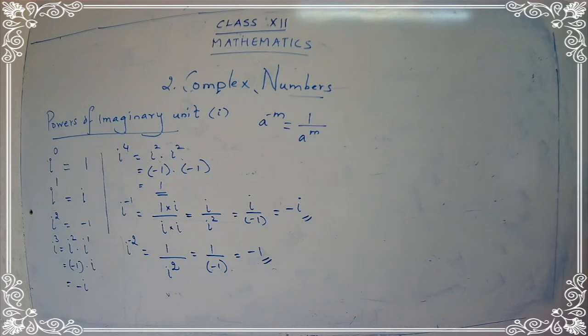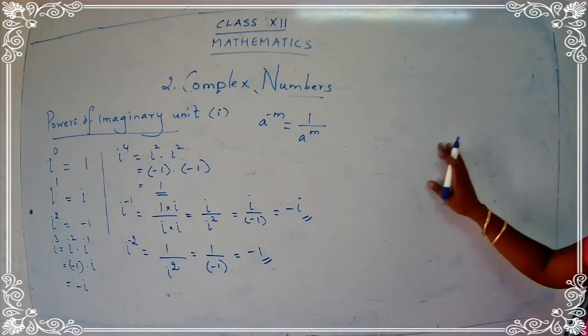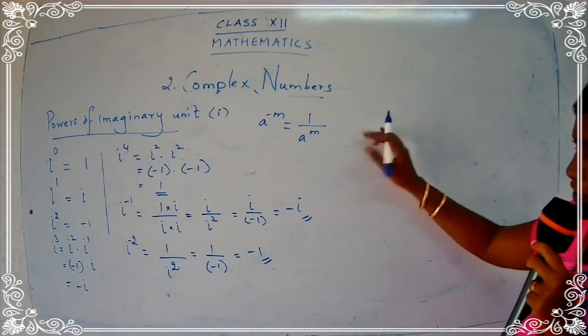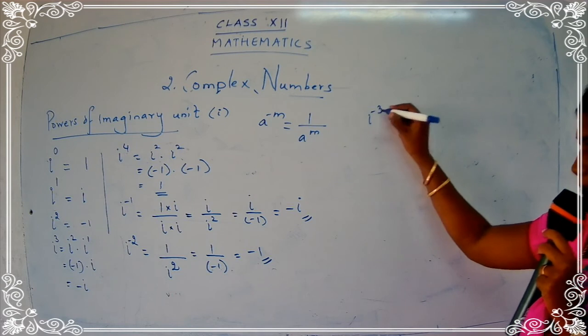What about the second one? What is i raised to 1? It's i. Whatever number is with the power 1, you get the same number. So i raised to 1 is i. And what is the value for i square? It's minus 1. I hope you are clear with the different powers. Okay, children. Now let's proceed for i raised to minus 3.